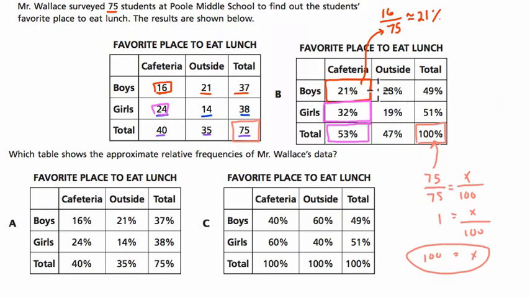So let's look at boys who prefer outside. The reason we get 28% there is because we're taking the 21 boys who prefer the outside and dividing it by the total, 75. So that's really 21 over 75. And 21 over 75, if you estimate that, it's 28%. Let's do 19% in detail so you can see what this looks like.